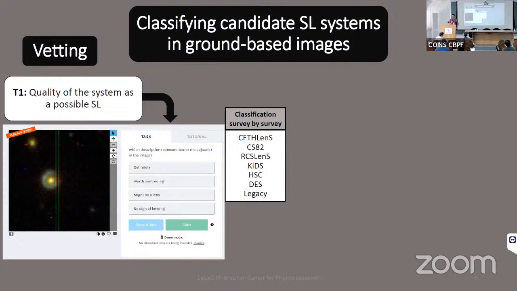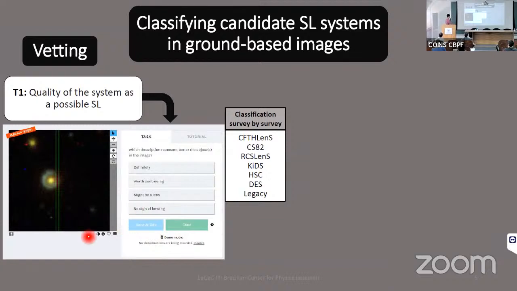Might be a lens. So for example, there is a central galaxy with a blue spot. Well, it might be a lens, but it's not very interesting for some of the applications, for example, for the modeling, so you choose the might be a lens option. And no sign of lensing. So there is no sign of lensing in the object.